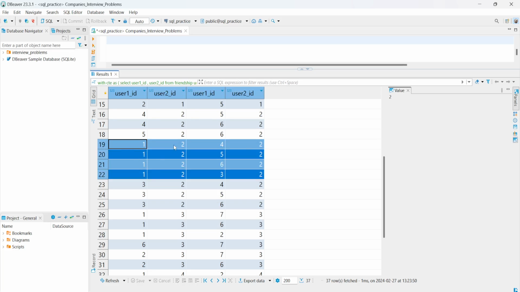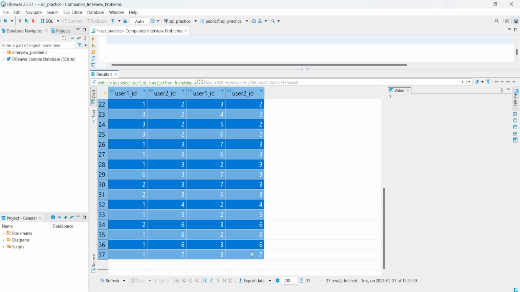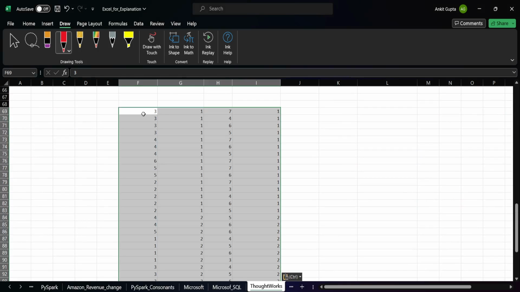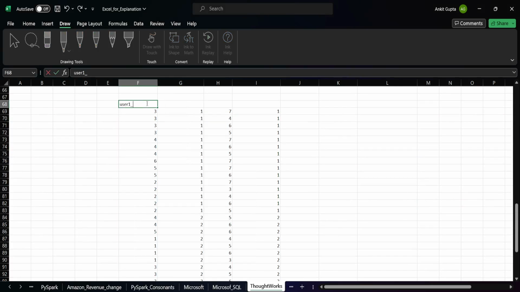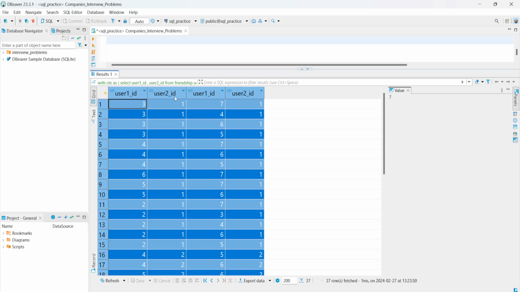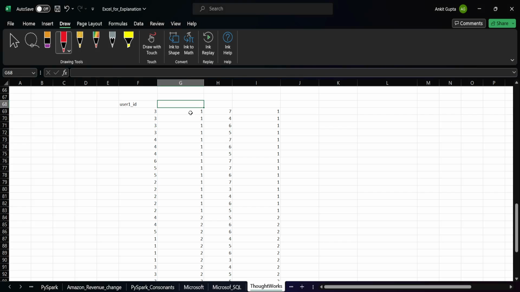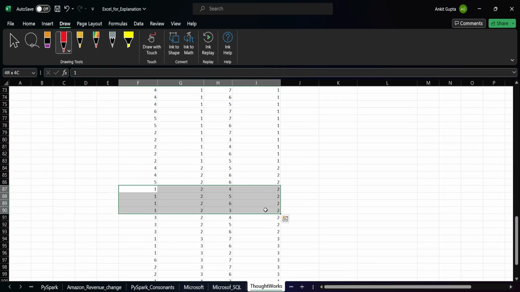Okay, let's understand for the user one. So user one, let me copy this thing and explain you over there. So it will be easy for us to understand. Let's copy paste this. So this was user one ID. I think this was user two. Yeah, this is user two, user one, user two. This is user two ID, and we can just copy paste this. Okay, and let's understand for user one, right? Let me highlight this.